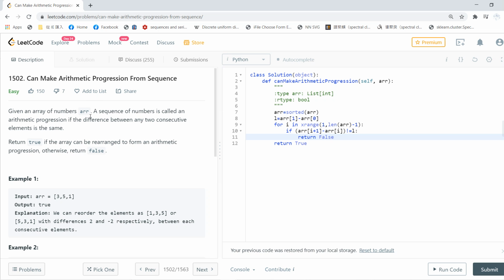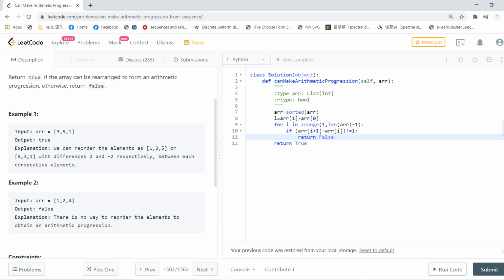So one thing you need to know is, if a sequence is arithmetic, then the common difference is non-zero, then the sequence must be strictly increasing or strictly decreasing, and the differences for each element should be the same.